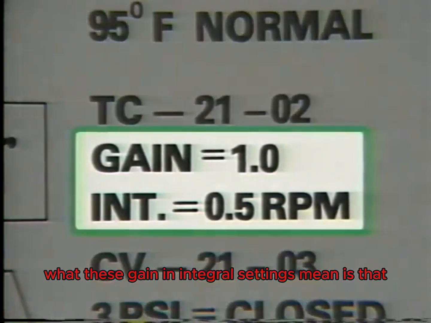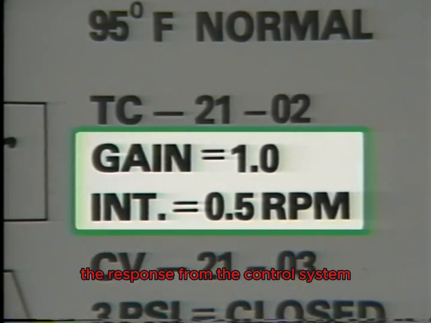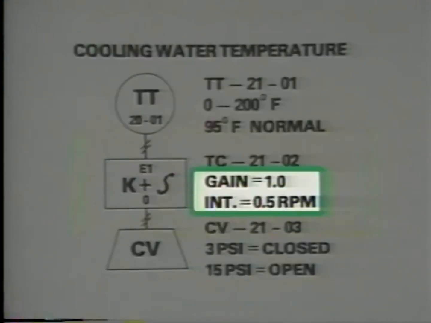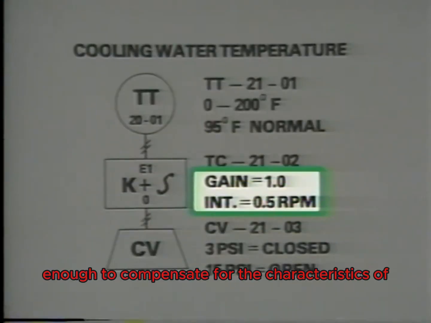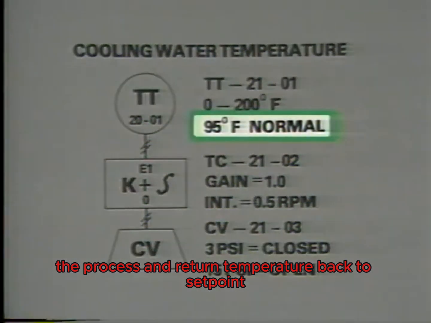What these gain and integral settings mean is that as temperature slowly changes away from set point, the response from the control system will not be very dramatic. The response will merely be enough to compensate for the characteristics of the process and return temperature back to set point.